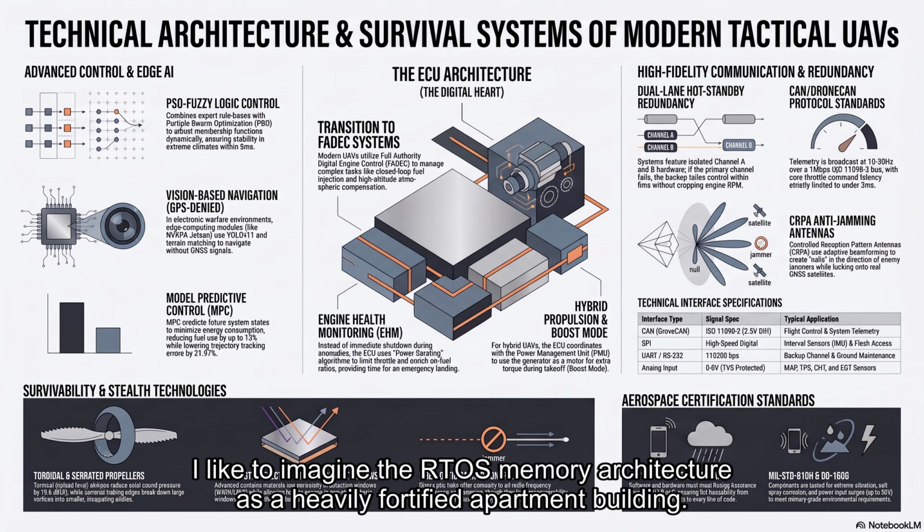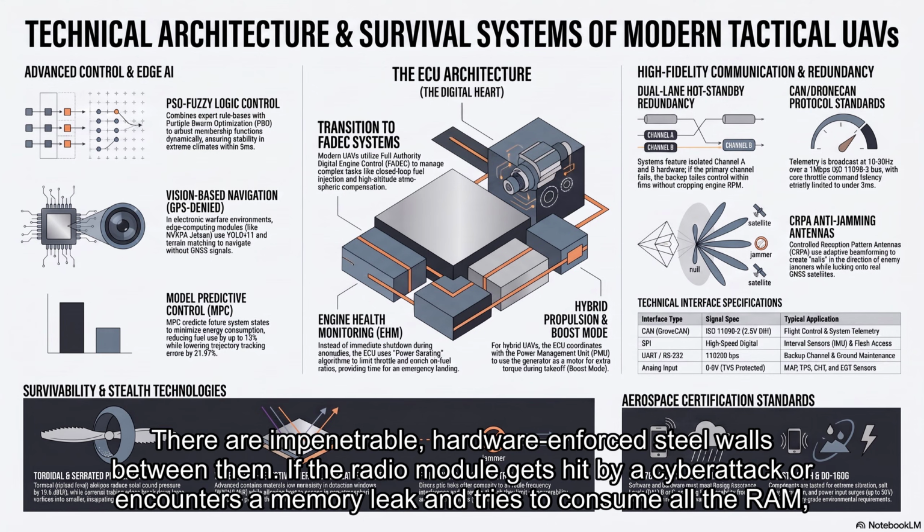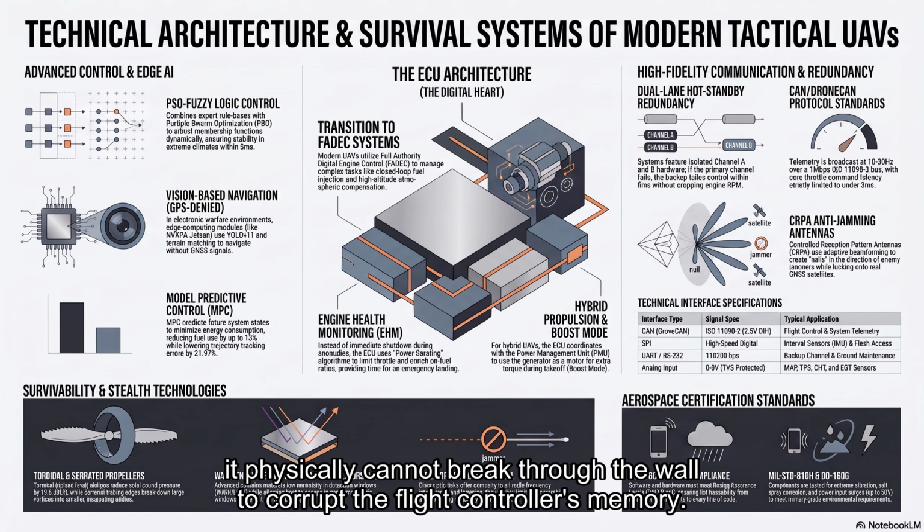I like to imagine the RTOS memory architecture as a heavily fortified apartment building. Spatial partitioning means the core flight controller lives in penthouse A, and the less critical radio telemetry module lives down in apartment B. There are impenetrable, hardware-enforced steel walls between them. If the radio module gets hit by a cyber attack or encounters a memory leak and tries to consume all the RAM, it physically cannot break through the wall to corrupt the flight controller's memory.